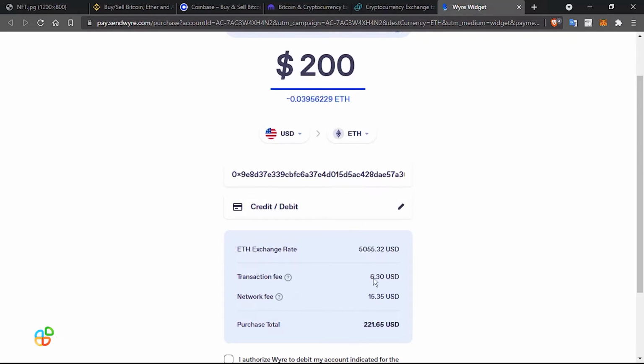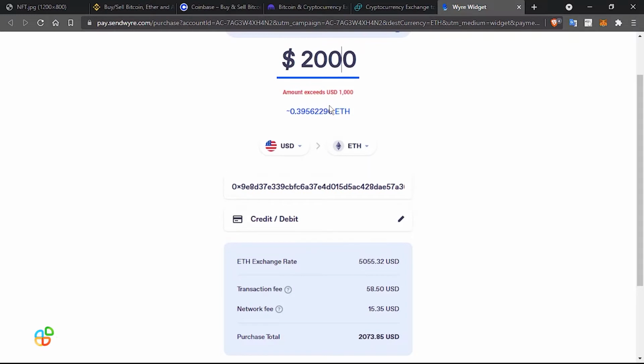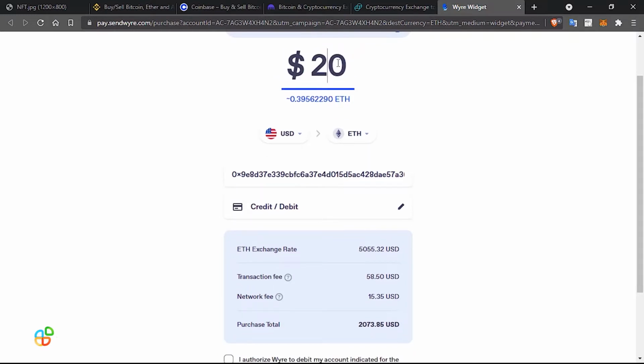And as you increase this, you can see here the transaction fees slightly increase again. So let's say you added $2,000. Now you can see here this is a wide range. So this is what I wanted to show you.